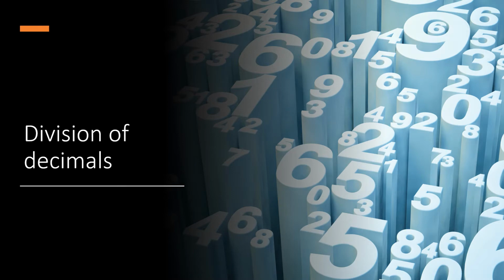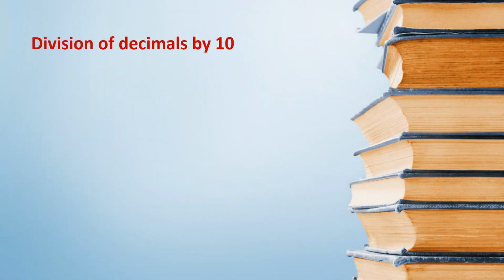Today's topic is division of decimals by 10, 100 and 1000. First we will study division of decimals by 10. It is very easy. For example, 0.7 divided by 10. How will we do it? We can write this as a fraction like this, 0.7 divided by 10.